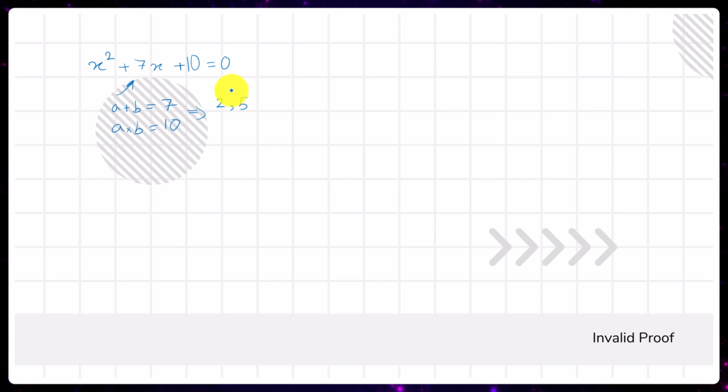This method is easier if you practice it and solve some problems with it. But if you can't do this, you can just simply use delta. That's fine, of course. But here we can rewrite the equation like (x + 2)(x + 5) = 0, and the solutions, of course, are x = -2 and x = -5, right?